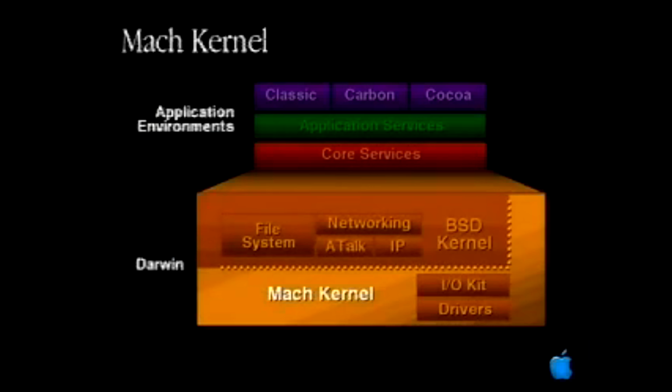Within Darwin or the Core OS, there's a number of key technologies. The Mach microkernel, IO-Kit, and the drivers that are part of that. The BSD kernel, our file system support, networking, including AppleTalk and IP. And we'll go into each of these in some detail. First, let's talk a little bit about the Mach microkernel and how it plays into the system.